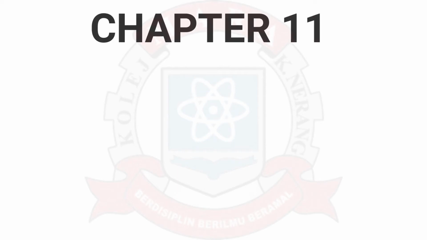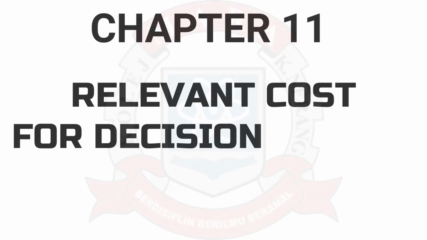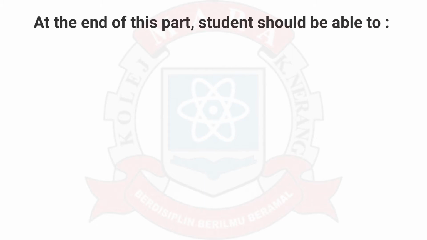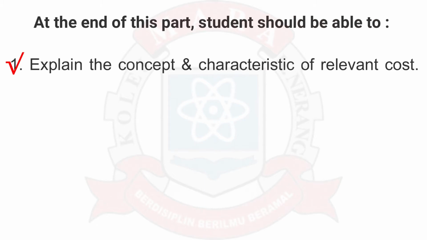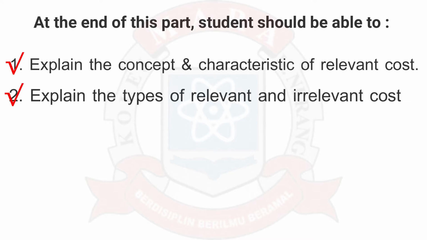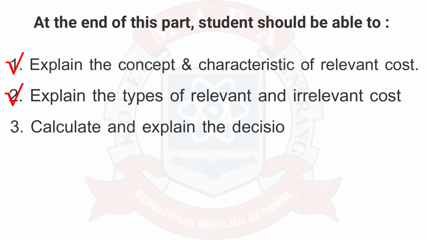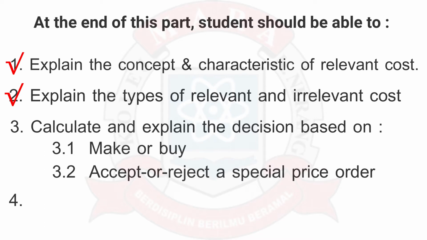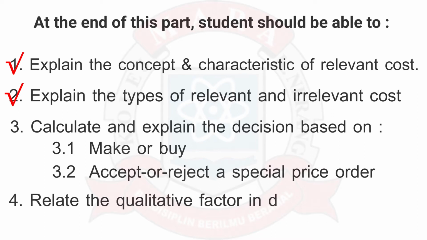Chapter 11 Relevant Cost for Decision Making Part 2. At the end of this part, students should be able to calculate and explain the decision based on make or buy, accept or reject a special price order, relate the qualitative factor in decision making.